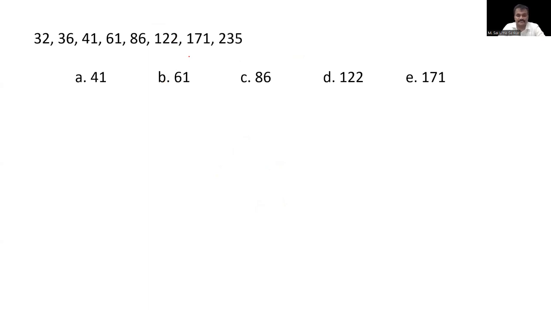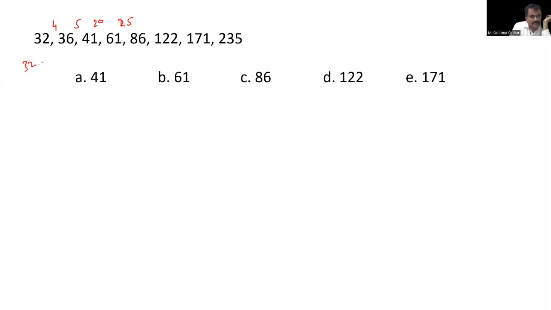Next, 32, 36, 41, 61, etc. 32. What is the difference between these two numbers? This is equal to 4. What is the difference? This is equal to 5. This is equal to 20. This is equal to 25. And etc.